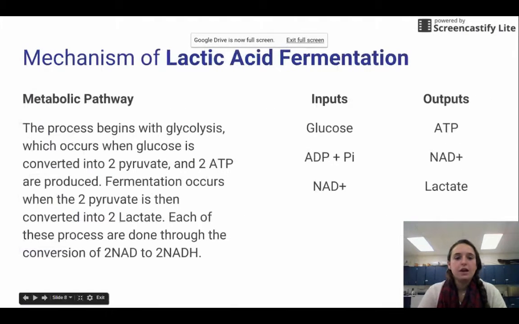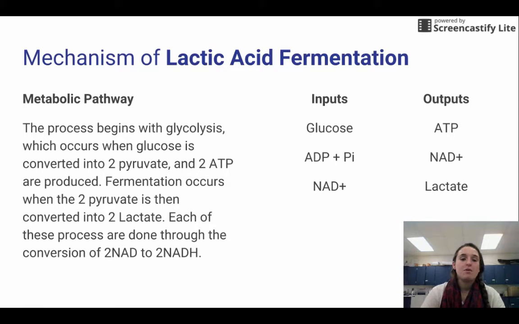All right. So the second process of anaerobic respiration is lactic acid fermentation, which is a little more simple than alcohol fermentation. It begins with the process of glycolysis, the same as alcohol fermentation. So 1 glucose molecule is converted into 2 pyruvate molecules and 2 ATP molecules are released. And that's glycolysis.